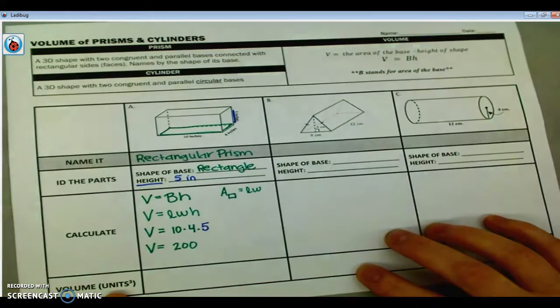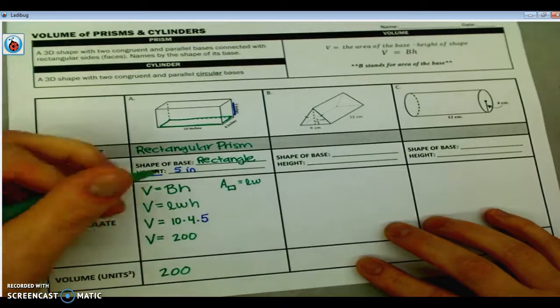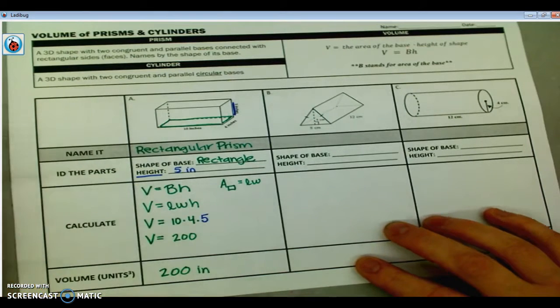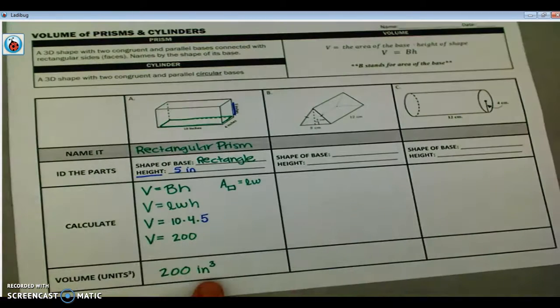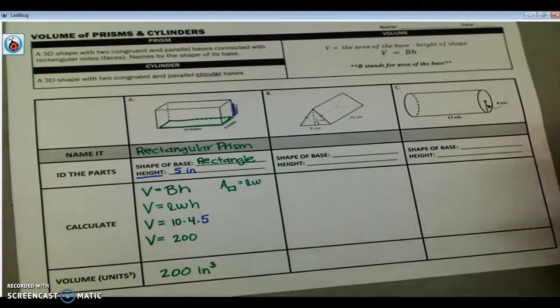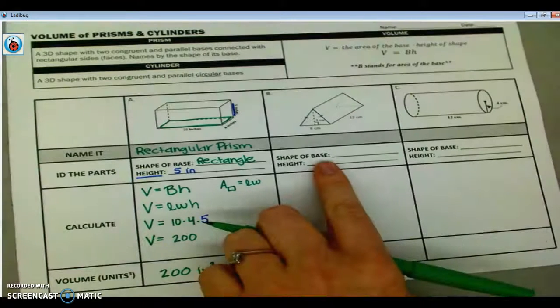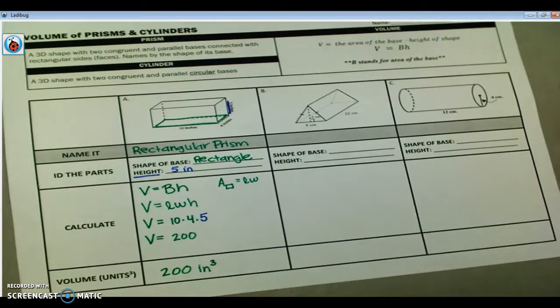And don't forget your units. So our volume is 200. My units were inches, and it's a 3-dimensional object, so we have to have a 3 in the exponent. Notice again, the exponent is on the units, not the number. All right, we're going to go through the same steps for the next few shapes. I ask that you pause the video, see if you can name it, identify the shape of the base and the height, and then check back in to see how you did. So pause the video and try the next one.